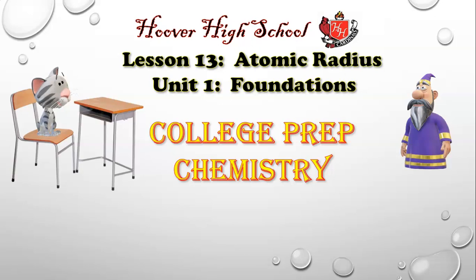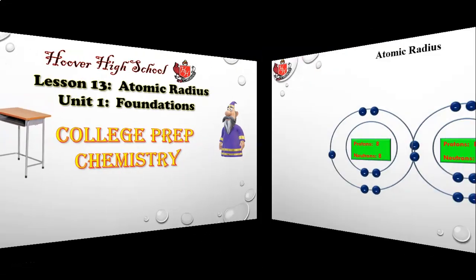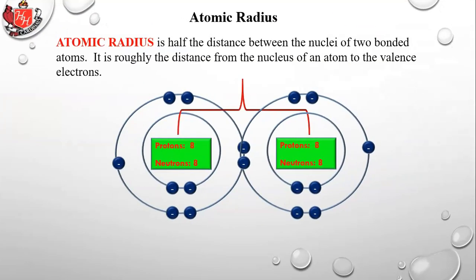Chemistry. We're moving on to lesson 13 of the foundations unit, and this has to do with the atomic radius. So atomic radius is half the distance between the nuclei of two bonded, identical atoms. It's roughly the distance from the nucleus of an atom to the valence electrons, to the outer orbital. So that's the way we're really going to think of it. It's just like the radius of a circle. It's from the center to the outside of the circle, and that's the way we'll think of it. It's from the nucleus to the outside of the atom.